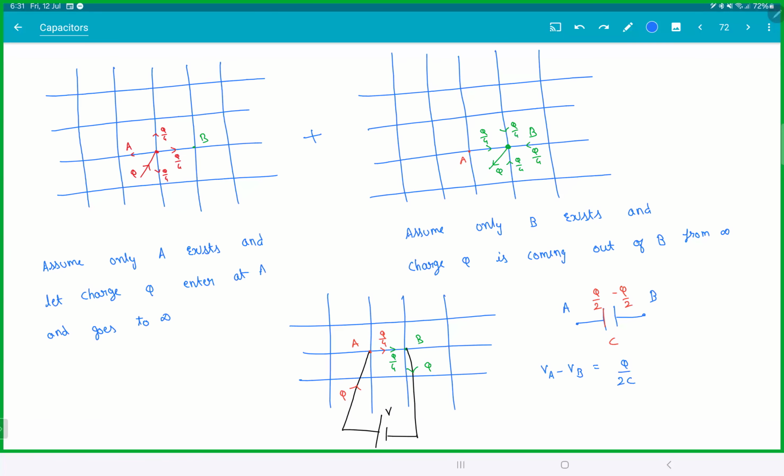Principle of superposition. So what is this thing? This is nothing but the potential difference V, which is Q by 2C. So Q by V, which is C equivalent, is nothing but 2C. There, that's your answer. So C_AB is 2C.